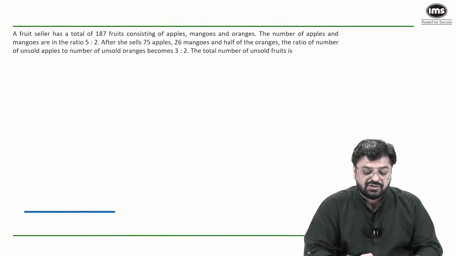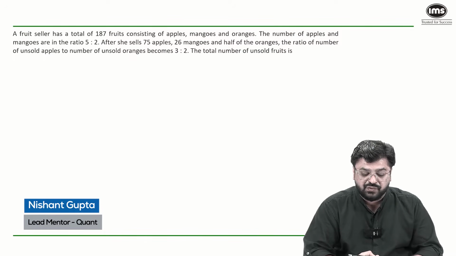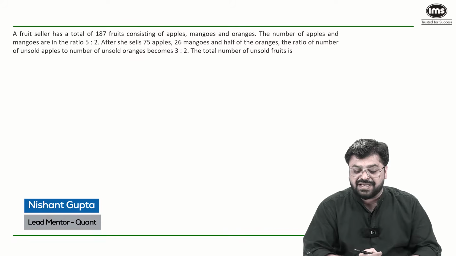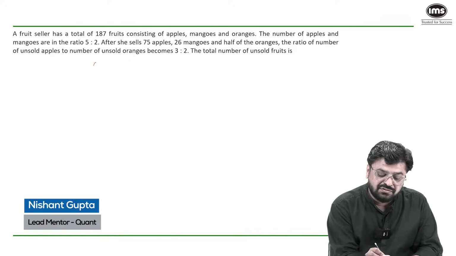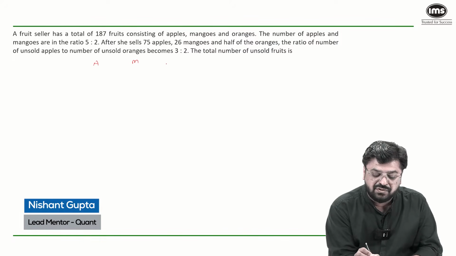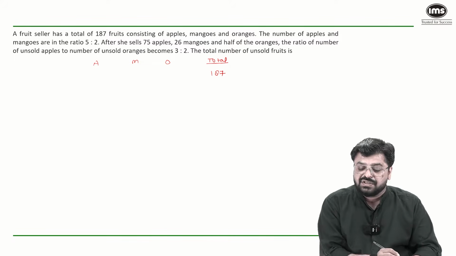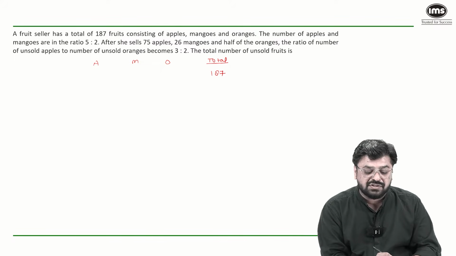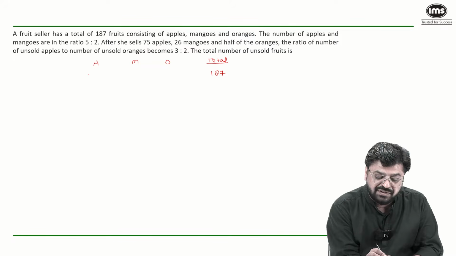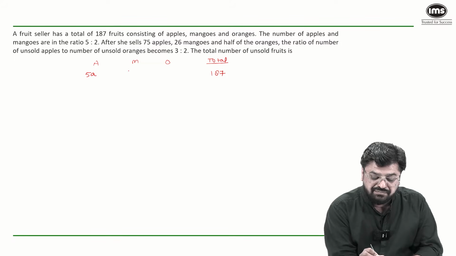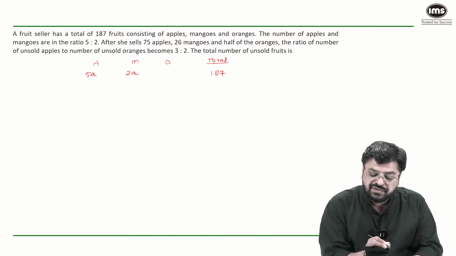A fruit seller has a total of 187 fruits consisting of apples, mangoes, and oranges. So, apple, mango, oranges, and total. Total we have 187 fruits. The number of apples and mangoes are in the ratio 5:2. So, if I take the apples to be 5A, then mangoes will be 2A.